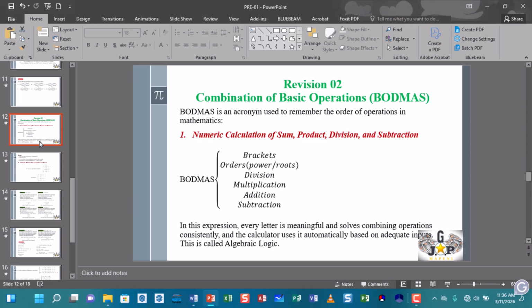So the name BODMAS: the B stands for brackets, the O stands for orders, the D stands for division, the M stands for multiplication, the A stands for addition, and the S stands for subtraction or difference. The way it's listed right here is the way you need to respect it.